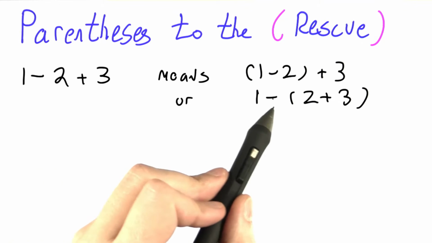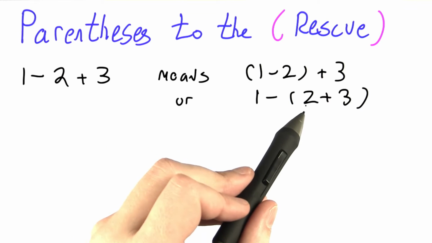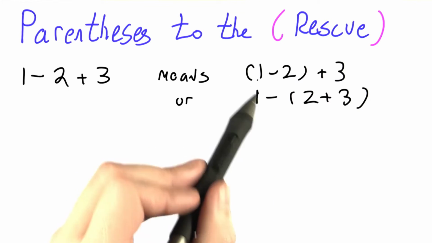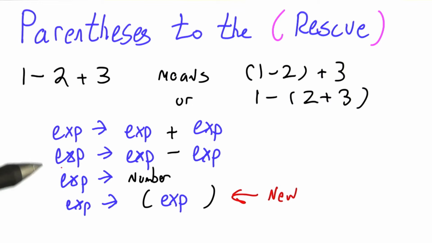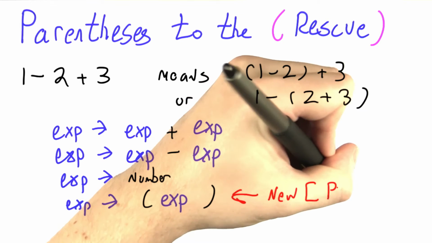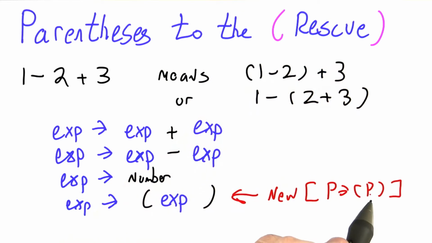As the previous example suggests, we can use parentheses to control ambiguity. Here I've taken our expression grammar from before and updated it with a new rewrite rule. Now, expression can be replaced by open parentheses, expression, close parentheses. This should totally remind us of the P goes to open P close rule from before for balanced parentheses, and it's going to behave mostly the same way.